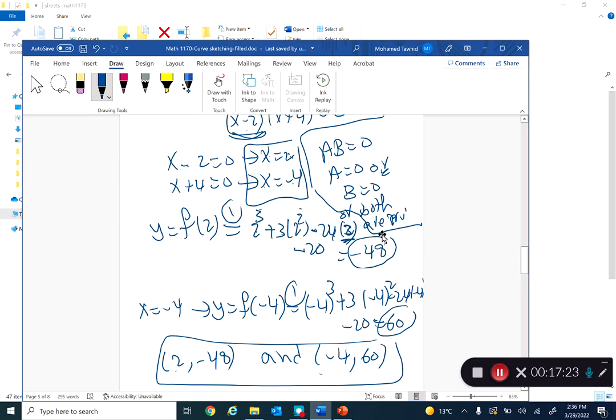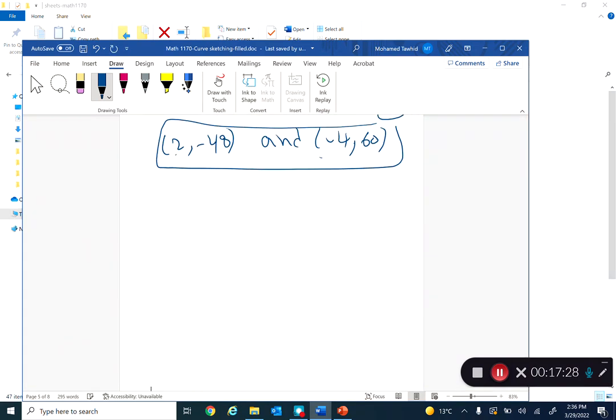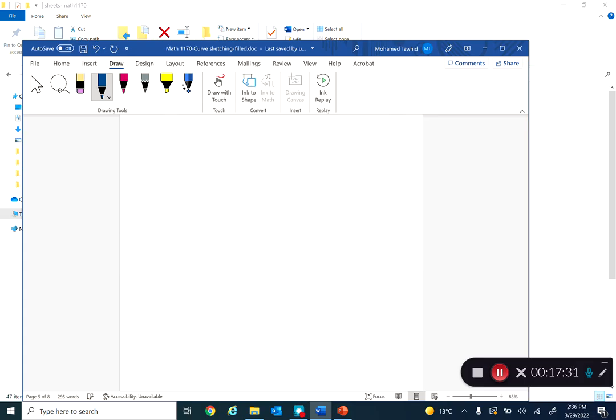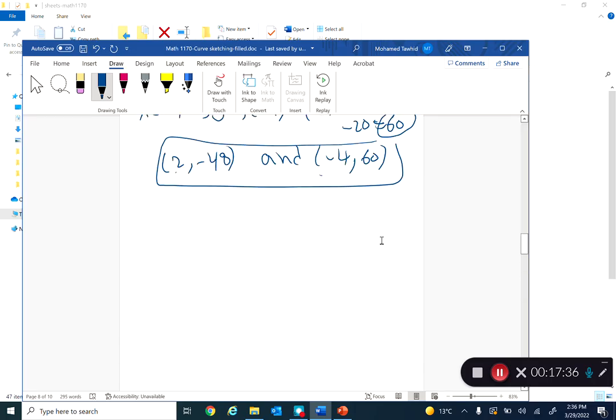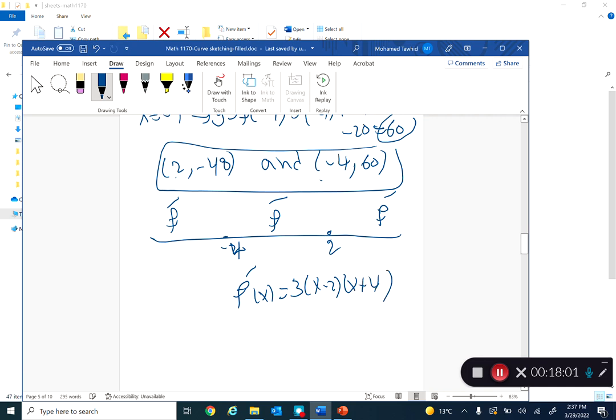I need to plot this, but before I plot this, I need to apply the first derivative test. I need to get the intervals where f is increasing and where f is decreasing. So here I apply the first derivative test. Sorry, -4 here and 2 here. I need to get what happens to the sign of your first derivative. Let me recall the first derivative that we got is 3(x - 2)(x + 4).